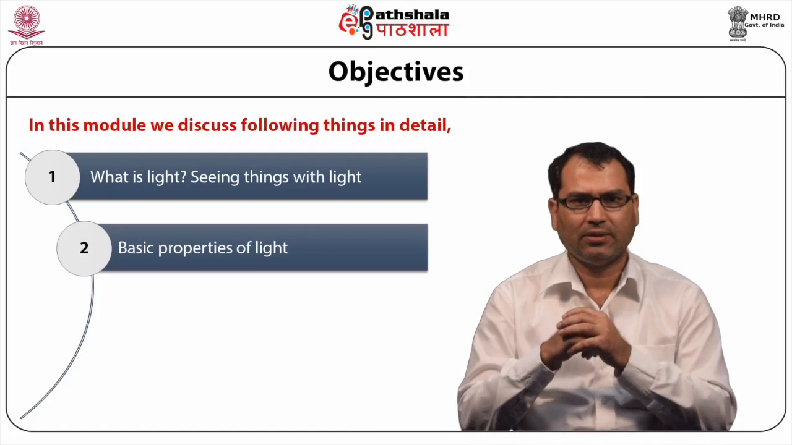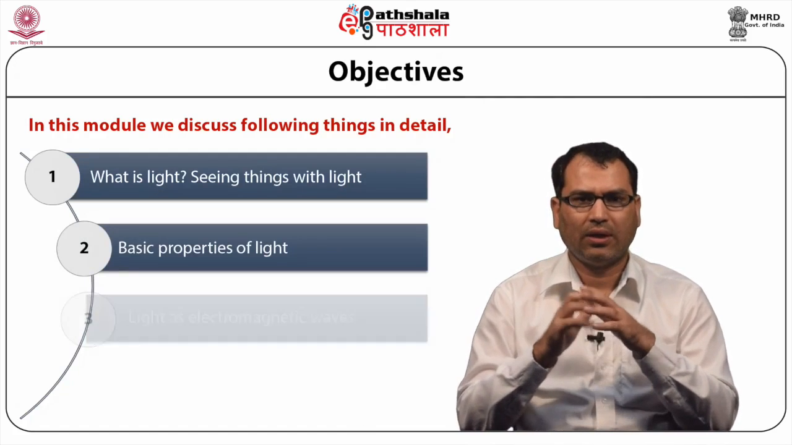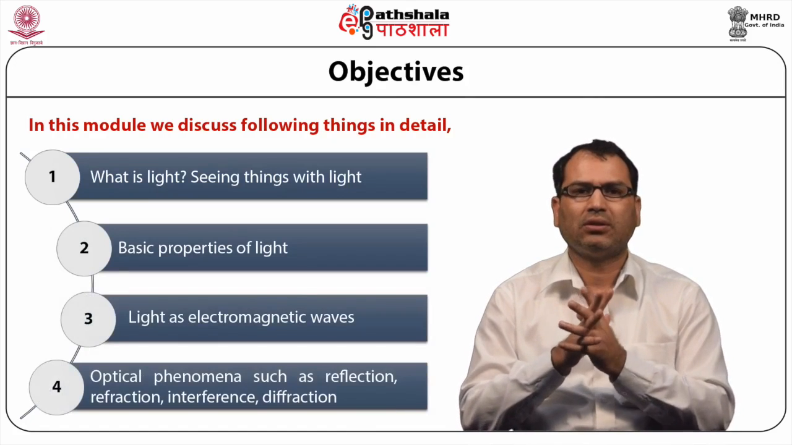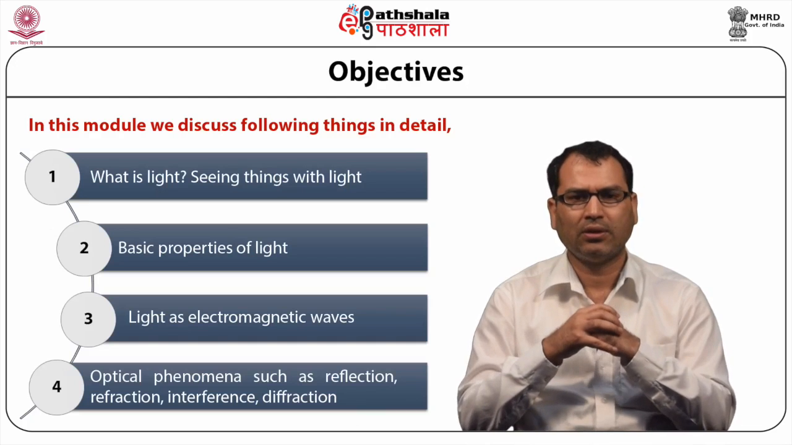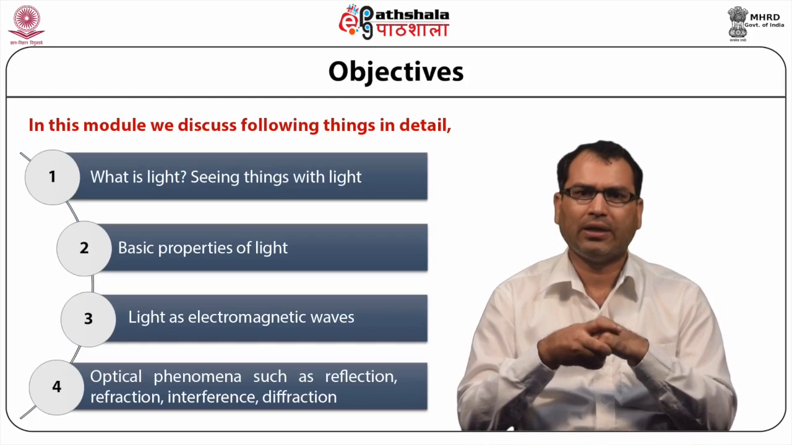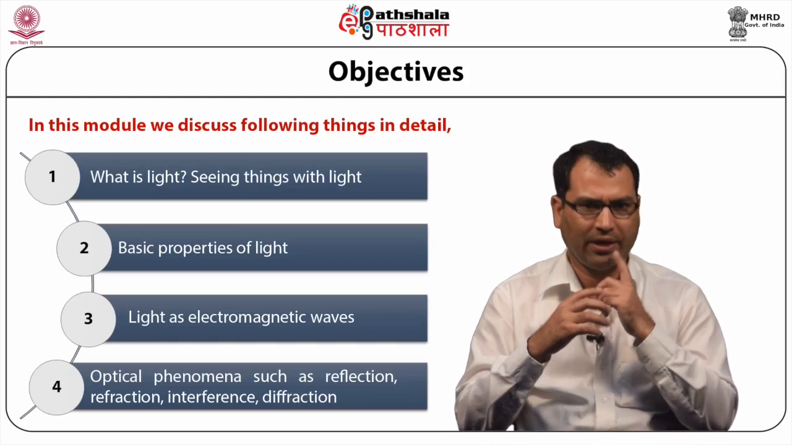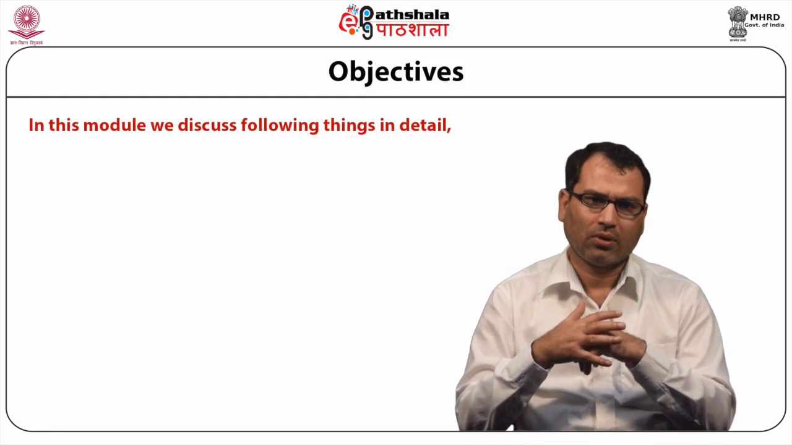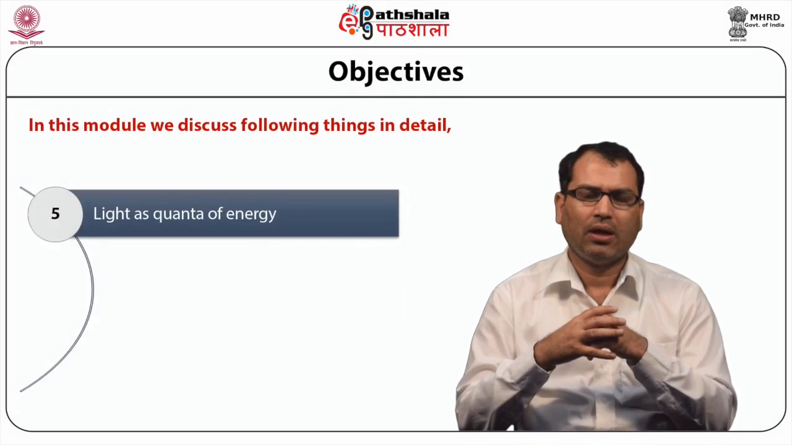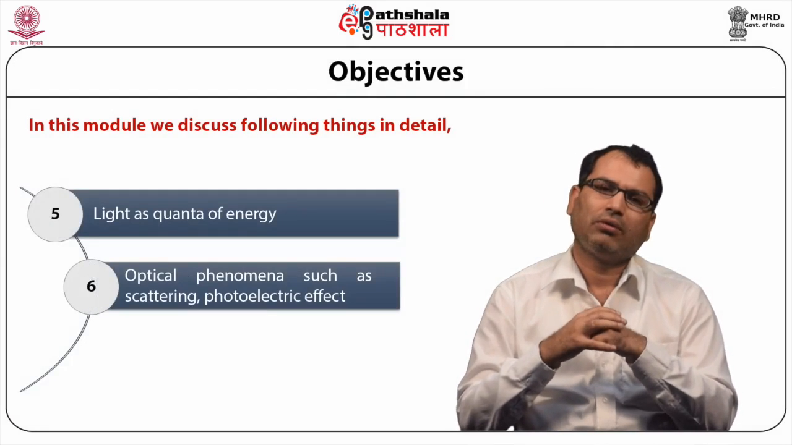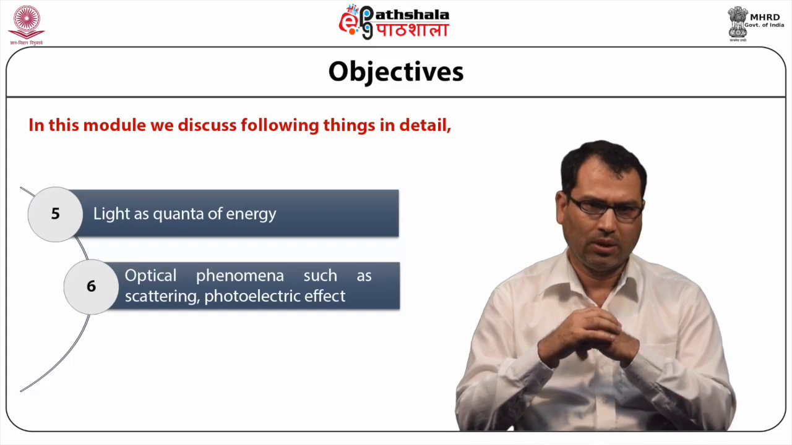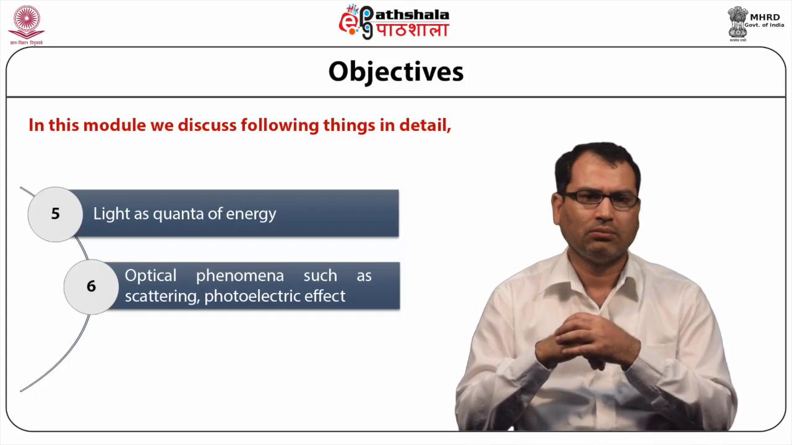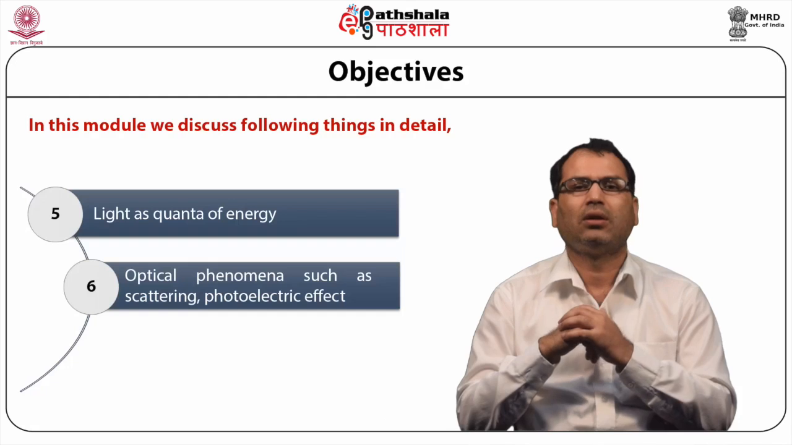Basic properties of light. Then light as electromagnetic waves. Optical phenomena where the wave nature of light is used to explain phenomena like reflection, refraction, interference, and diffraction. We also discuss the quantum nature of light and some optical phenomena where the quantum nature of light is essential to explain them. Those optical phenomena are, for example, scattering and the photoelectric effect.